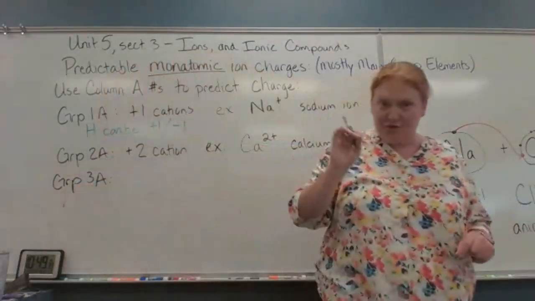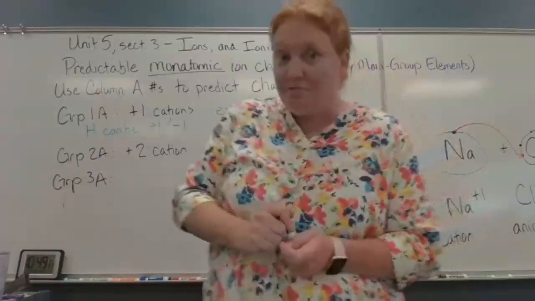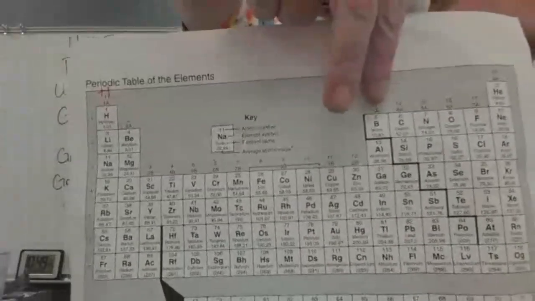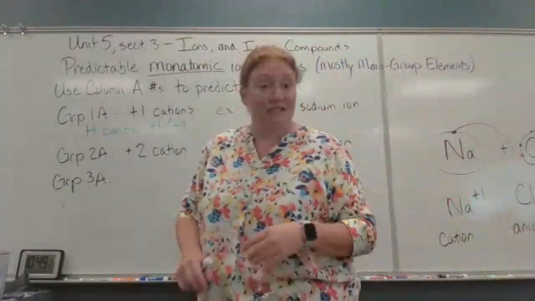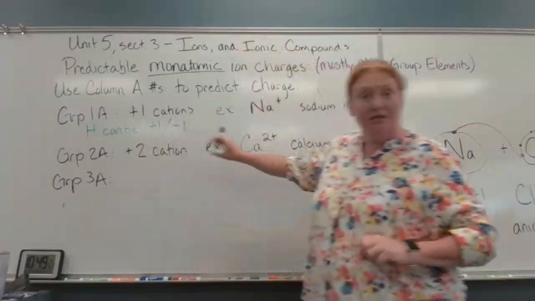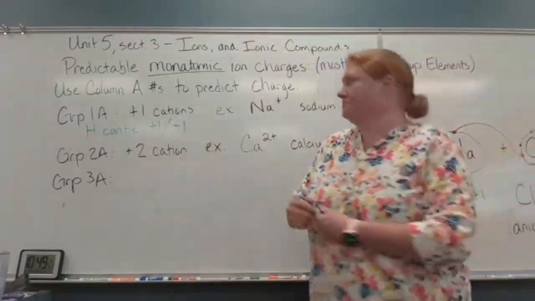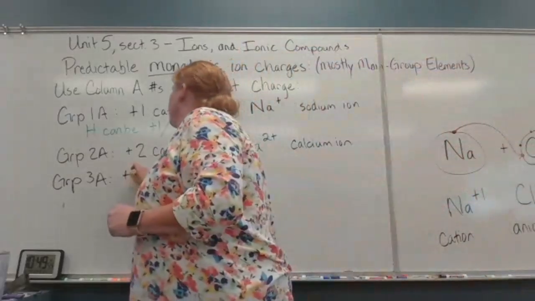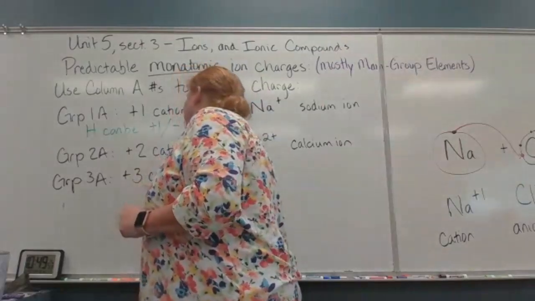The metals in group 3A, so be sure you know what is a metal in group 3A. If you look at 3A, that very first element, boron, that's not a metal. That's a metalloid. Remember, this is for metals. This is the charge of metals. We're going to look at nonmetals. These will be +3 cations.